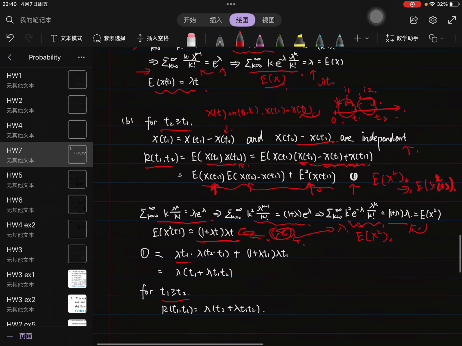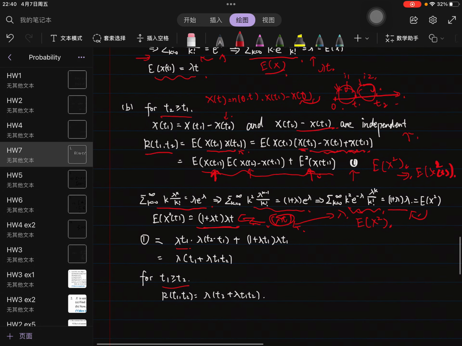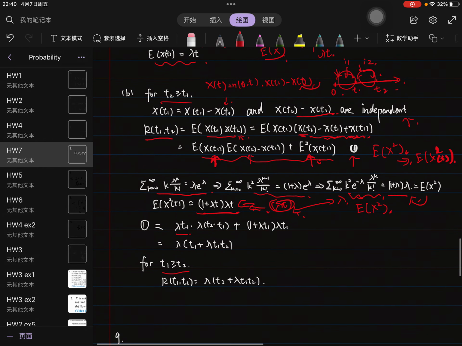For step 1, we take it back to here. The first one is lambda t1, since from the previous question we found that the expected value of X(t) equals lambda t. The next one is also an expected value, for the interval t1 to t2, so that is lambda times (t2 minus t1), plus the square term we just calculated, and the final result equals this.